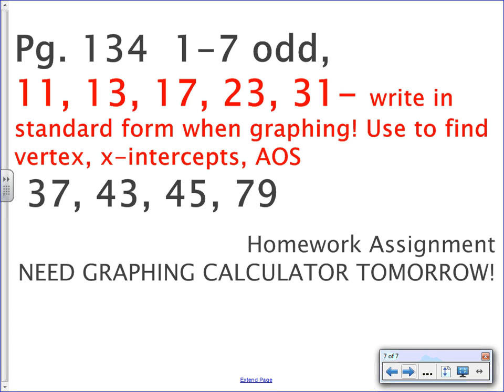Tomorrow and Thursday, you will need your graphing calculator both days. Please make sure you have it tomorrow because we are going to do an activity with it. Okay? You have a good 12, 13 minutes to work on homework. Please use it wisely.